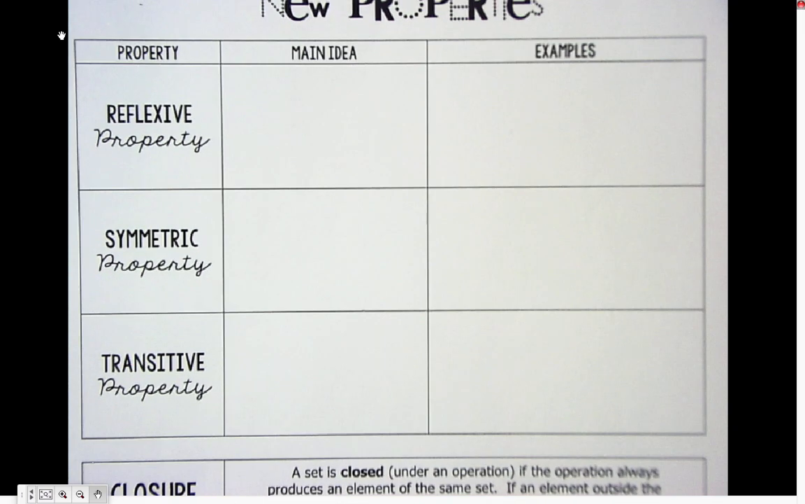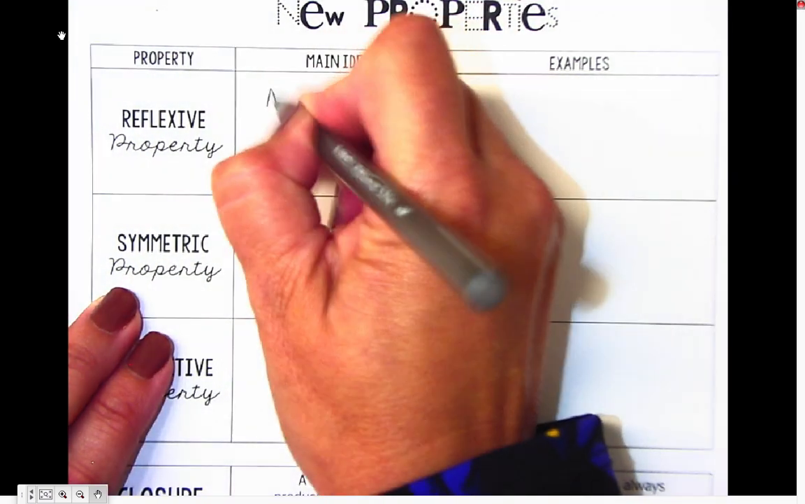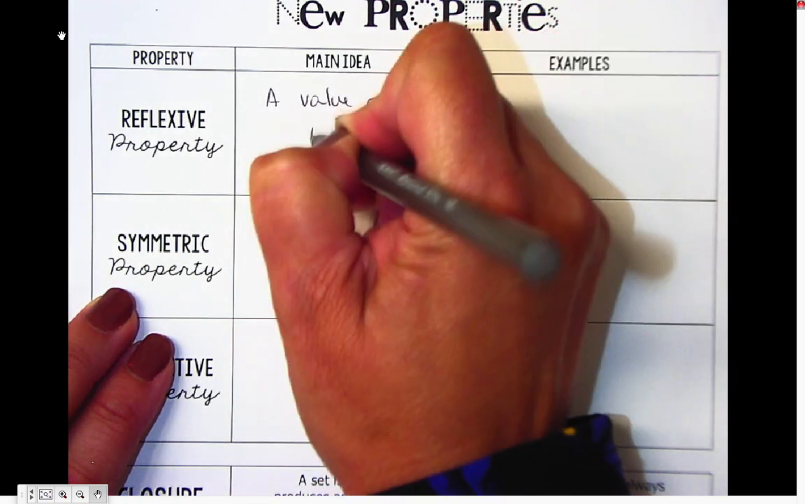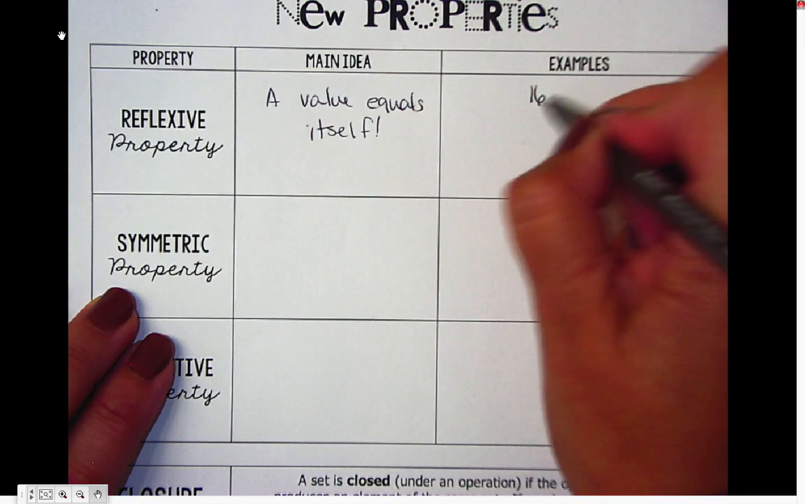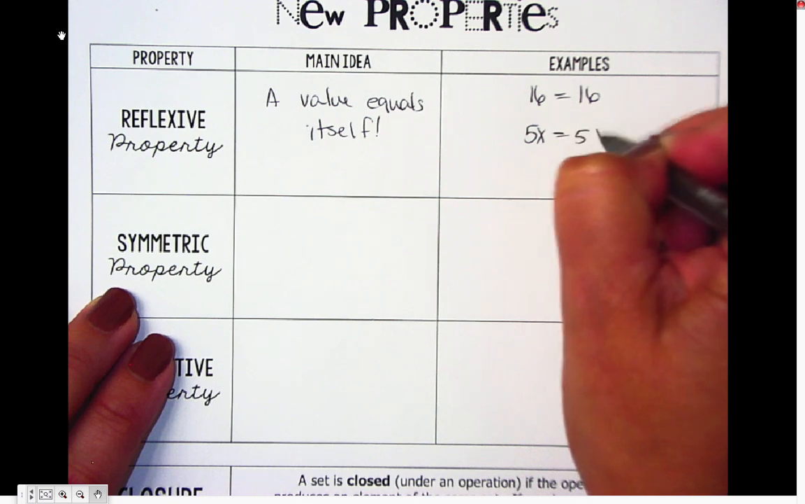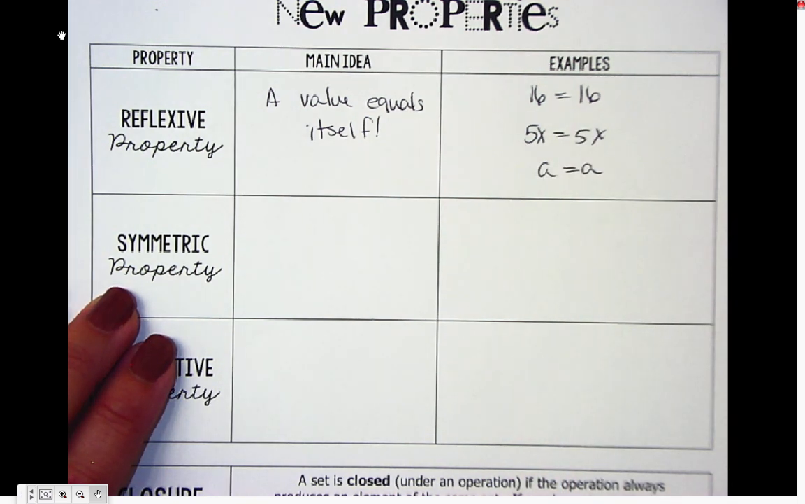All right, the reflexive property is when a value is always equal to itself. This is one of the easiest properties. Something like 16 is equal to 16, 5x is equal to 5x, a is equal to a. Something is equal to itself.